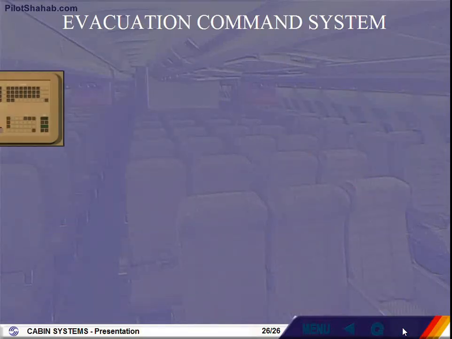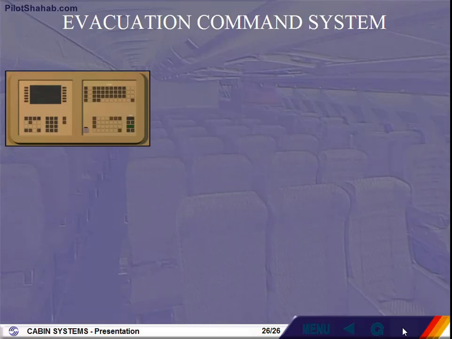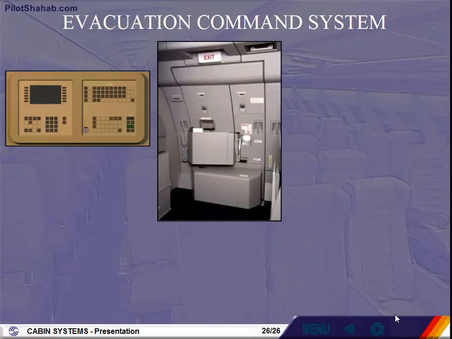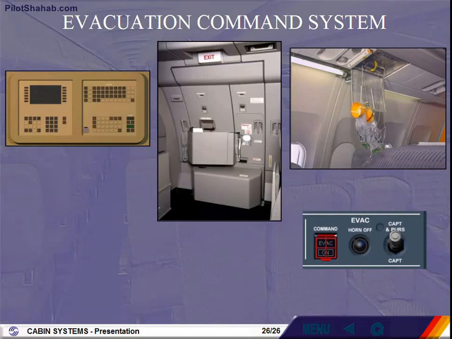In this module, the controls in indicating the doors and exits, the slides, the emergency equipment, and the evacuation command system of the cabin have been presented. Let's now see how to use this equipment in the cabin system operation module.